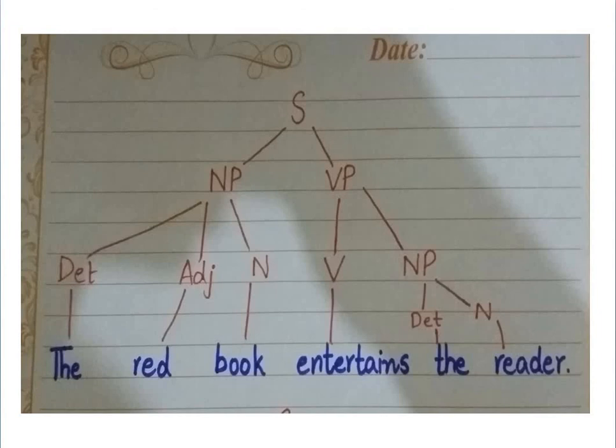The noun phrase again consists of a determiner, then a noun phrase again consists of an adjective, that is "red", and again a noun, that is "book". The verb phrase consists of the verb "entertains", then "the reader", again a noun phrase. Which kind of noun phrase? The determiner, and "reader" is the noun. In this way we have analyzed these sentences.